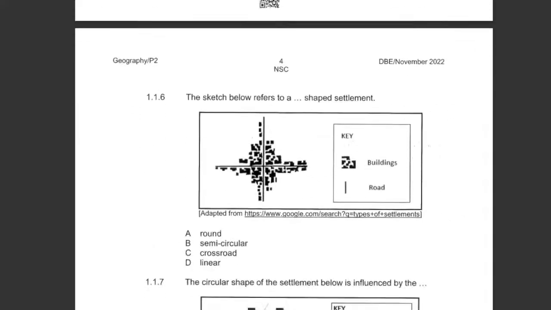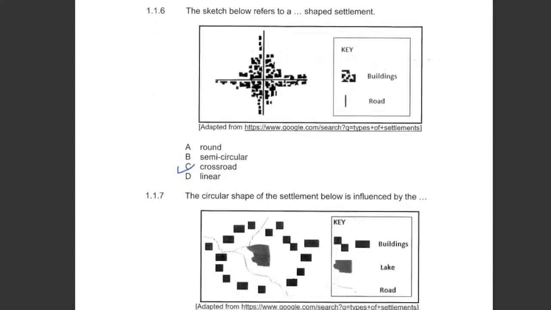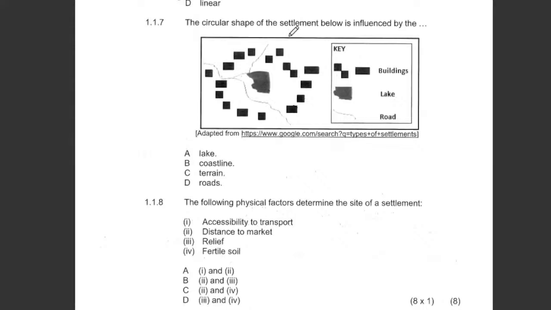1.6. The sketch below refers to that shaped settlement. Which one is that? You can see it's a crossroad. These are settlements cross. So you can see the option is what? It's C. So they say the circular shape, it's the shape of a settlement below. The key is indicating that these are buildings here. This is a lake, it's a road. Okay. So if these settlements are in this circular shape, which ones? What influences the circular shape is a lake. Do you have a lake here?